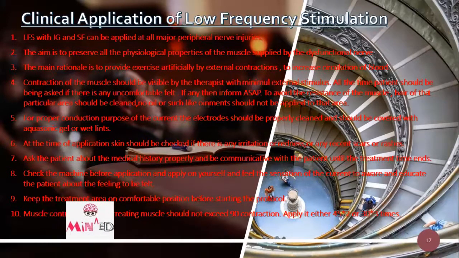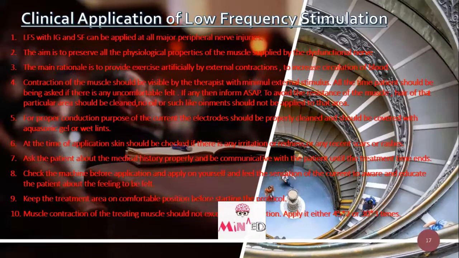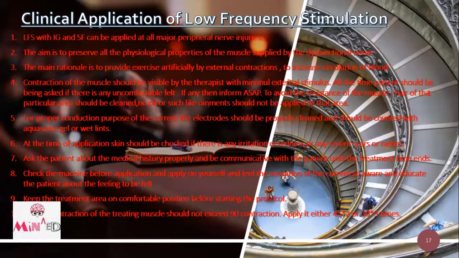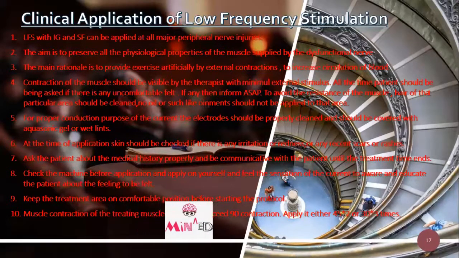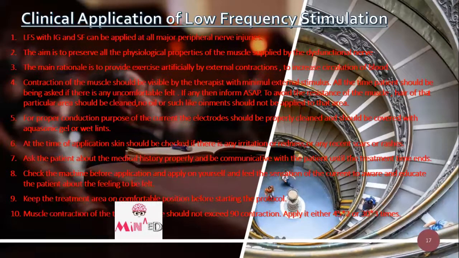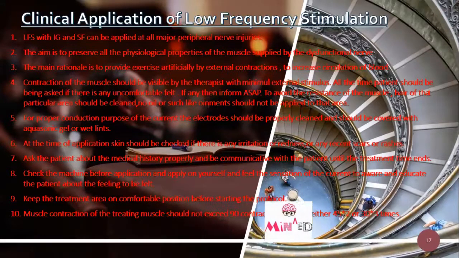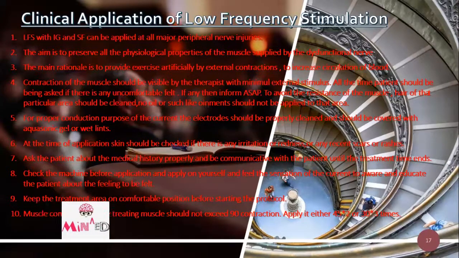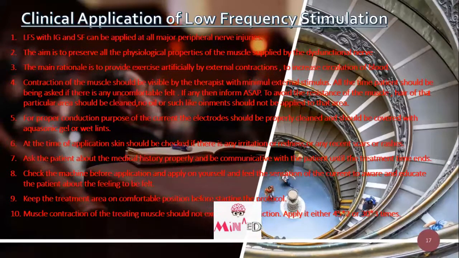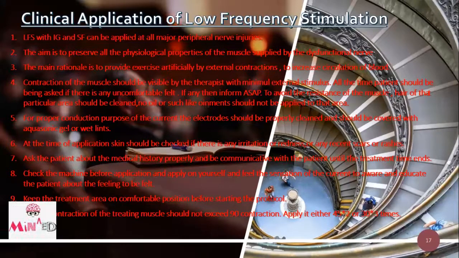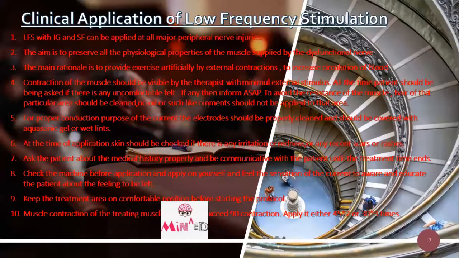Contraction of the muscle should be visible to the therapist. That means if you are giving a stimulation, the muscle contraction should be visible, and you have to take the nearest closest to that muscle contracting. You don't have to see a large amount of contraction of the muscle or the group of muscles. You have to just use the minimum stimulation, minimum intensity, and you will get the minimal visible contraction. That is our main motto.